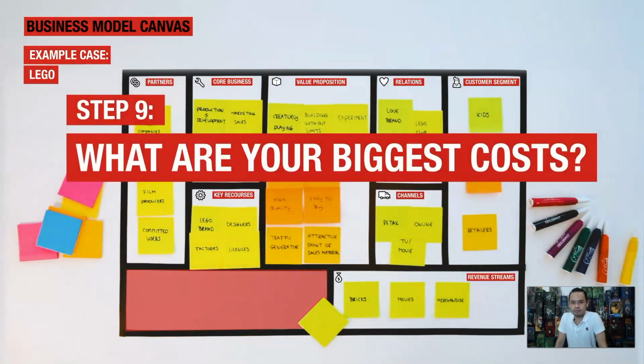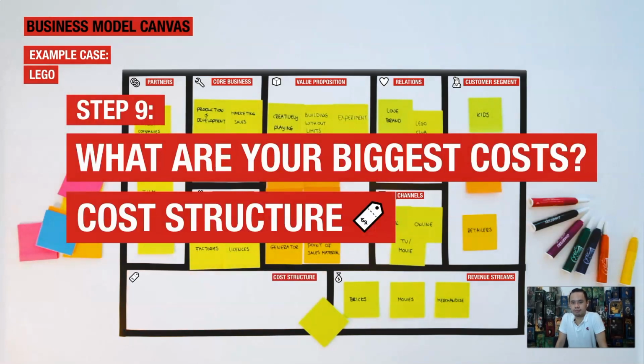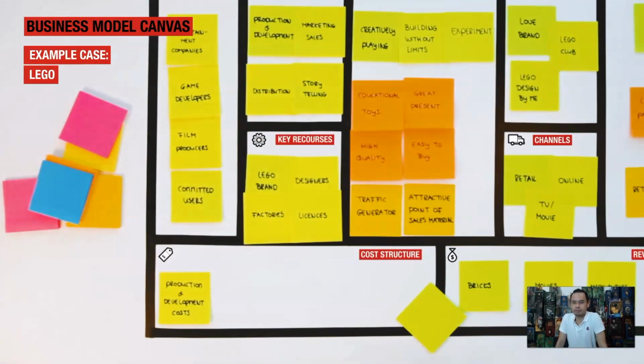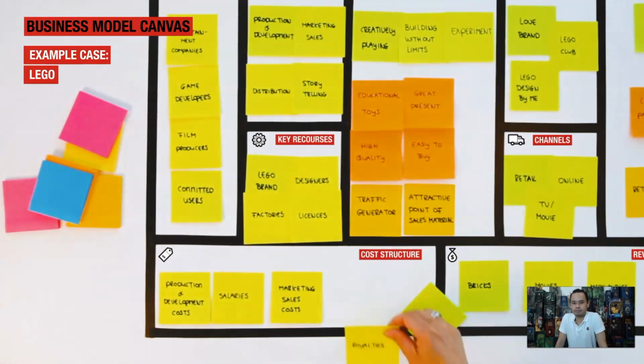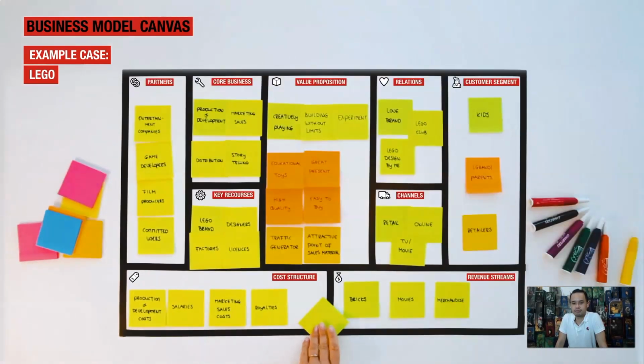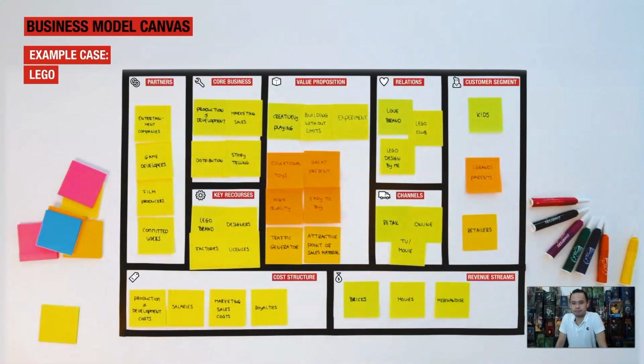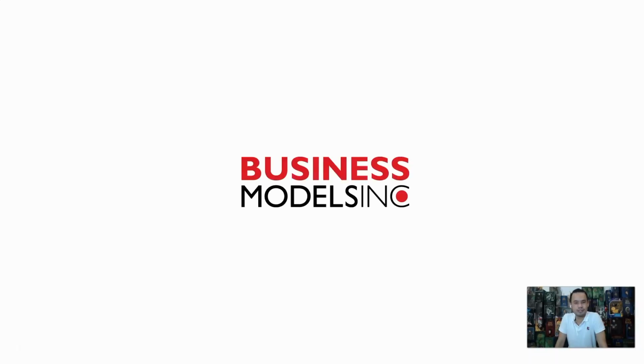The last section is about your cost structure. What are your biggest costs? The biggest costs for LEGO are the production and development costs. Salaries, marketing and sales, and royalties are also important costs. Now we have a complete view of the business model canvas of LEGO. Time to fill in your own. Simple, right?